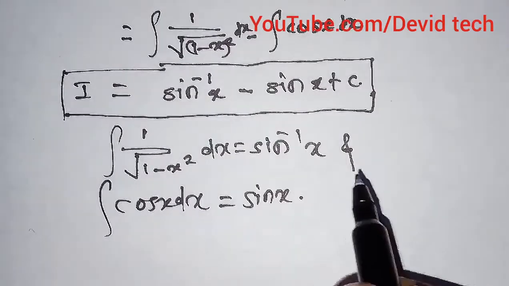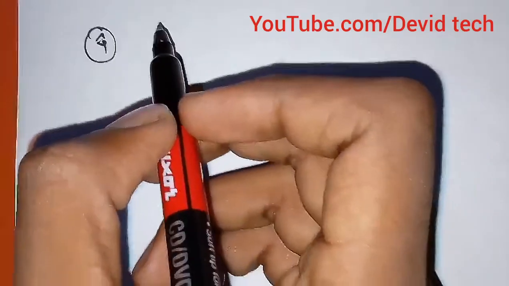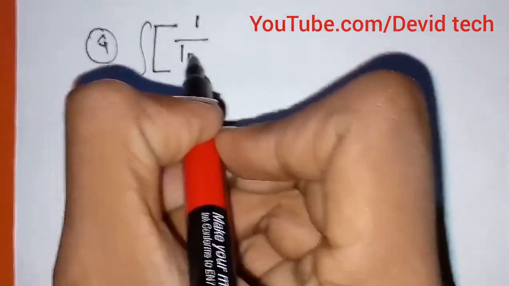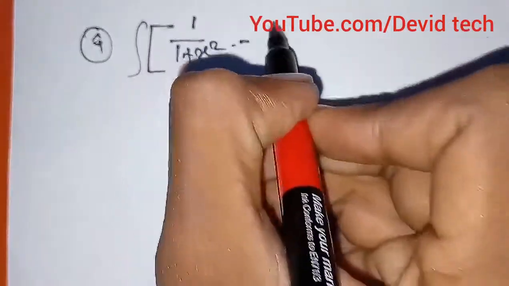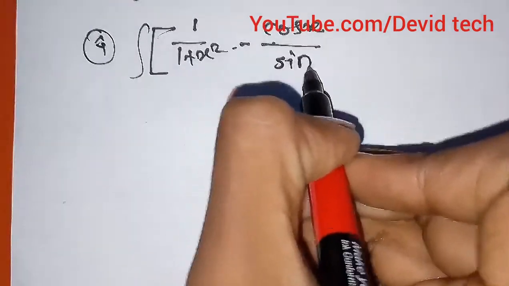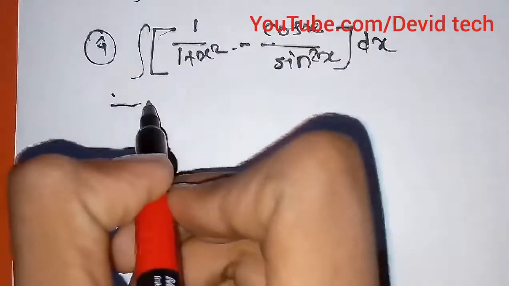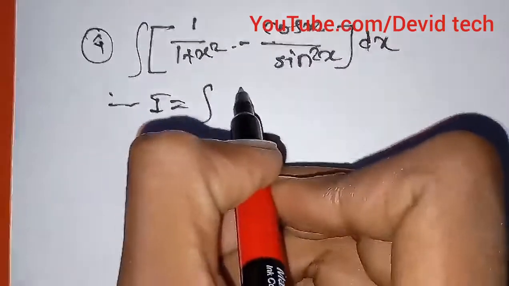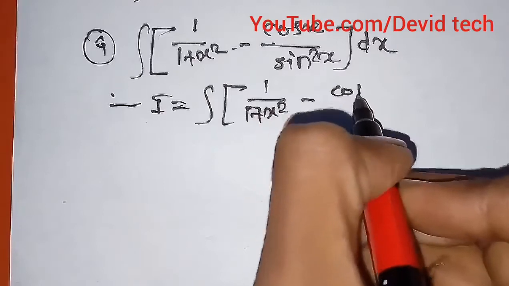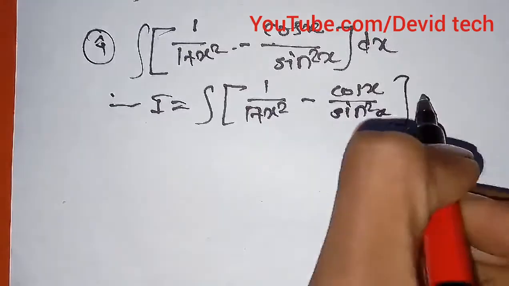Yeah, it's very simple. Now we will be taking the fourth example on simple integration. We are starting integration of 1 divided by 1 plus x square minus cos x divided by sine square x dx. So I is equal to integration of 1 by 1 plus x square minus cos x divided by sine square x dx.